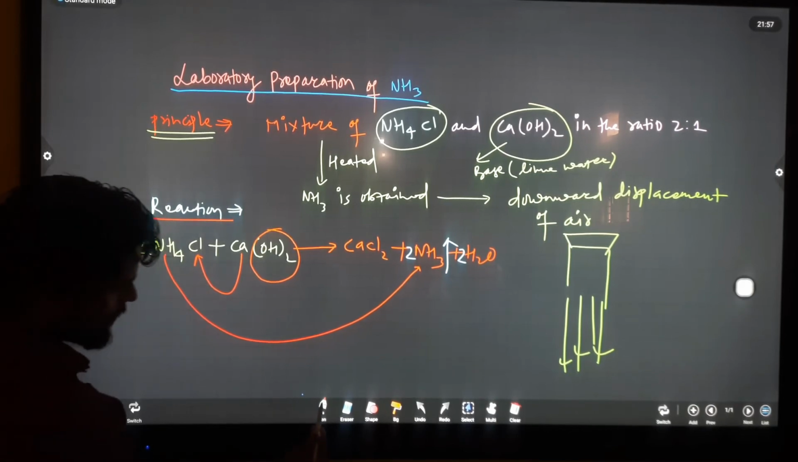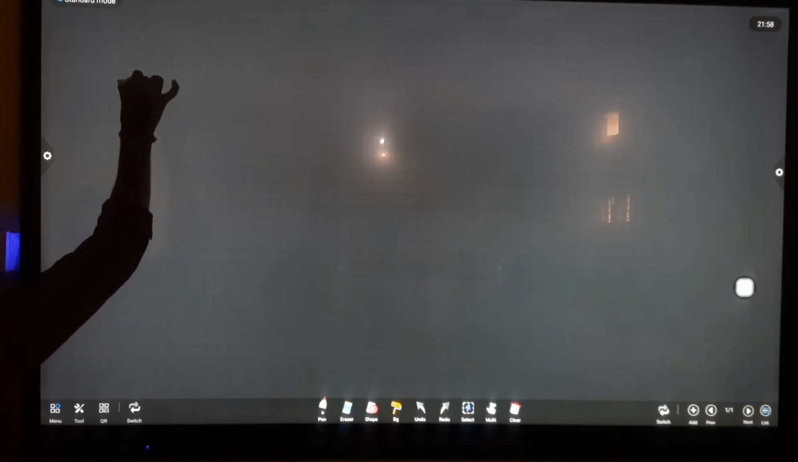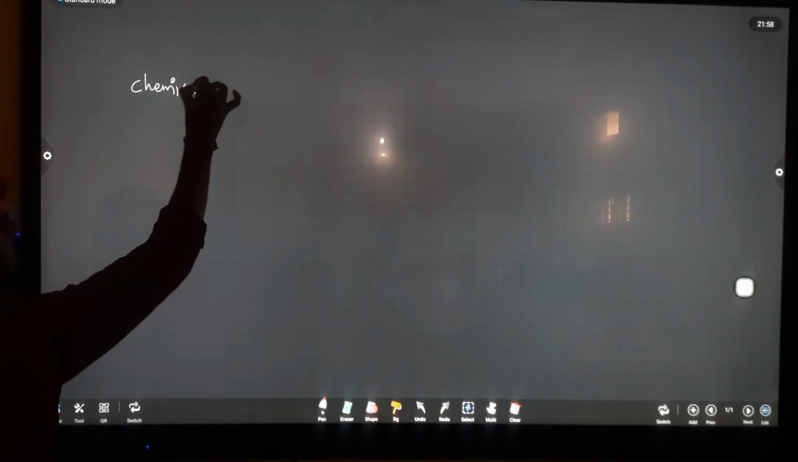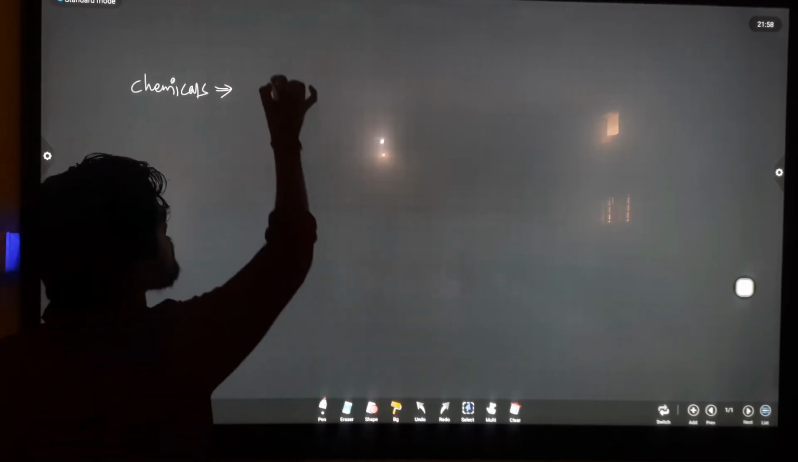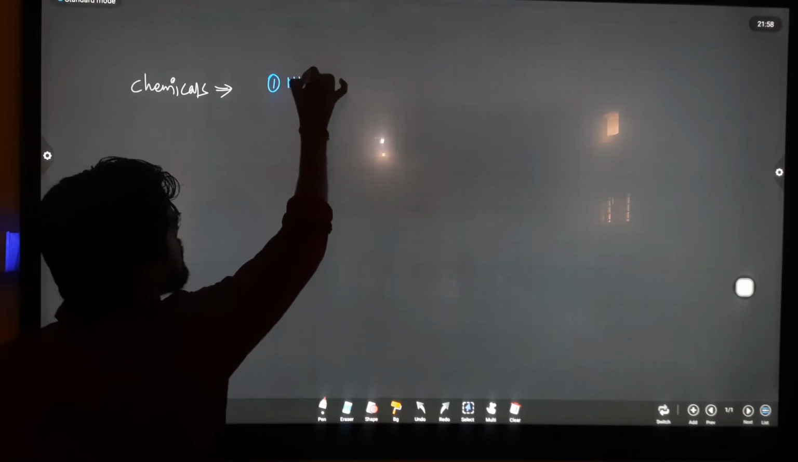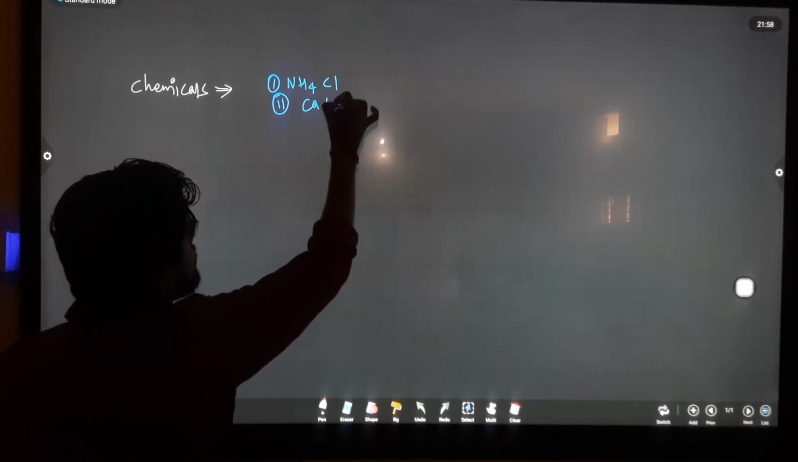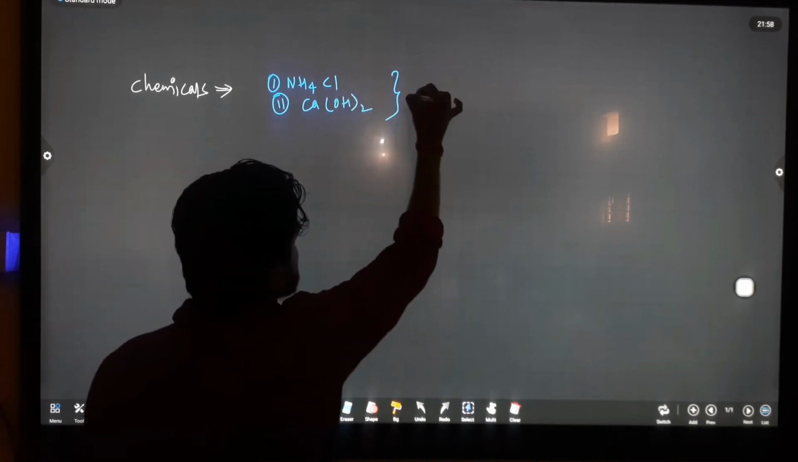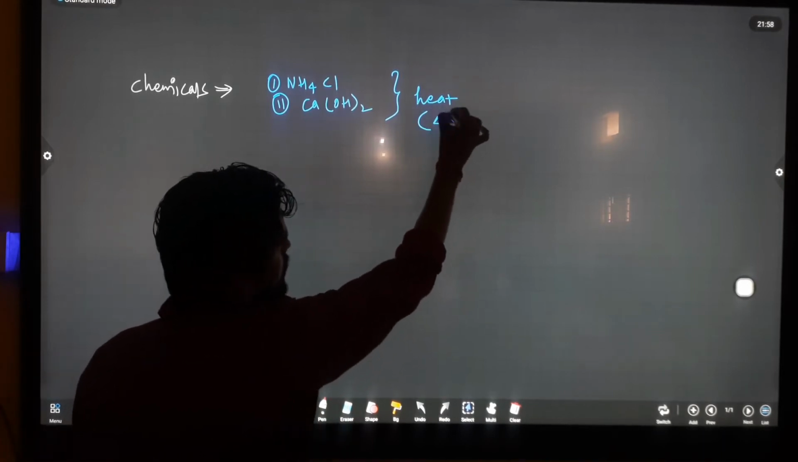Now, what are the apparatus required? What are the chemicals? Chemicals I already said. Number 1 chemical is NH4Cl, ammonium chloride. Number 2 chemical is calcium hydroxide. These are the chemicals. And externally, what do we need? Externally we need heat in that reaction, so the sign of triangle is also in that reaction.